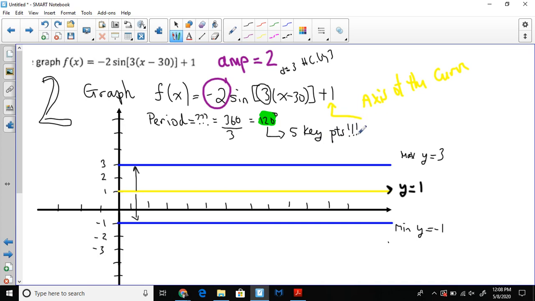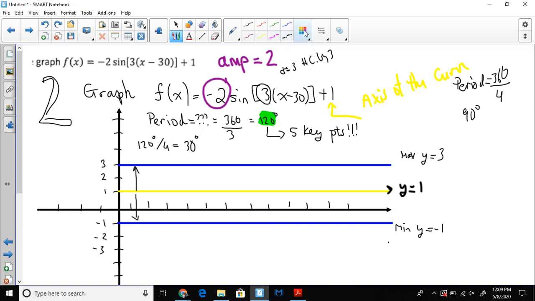So now if you remember, when the period was 360, how do we determine where the key points went? Well, they were every 90 degrees, right? Because I divided 360 into 4 equal chunks. So now I'm going to do the same thing, just not with a period of 360, but with a period of 120. So 120 degrees divided into 4 equal chunks is 30 degrees.